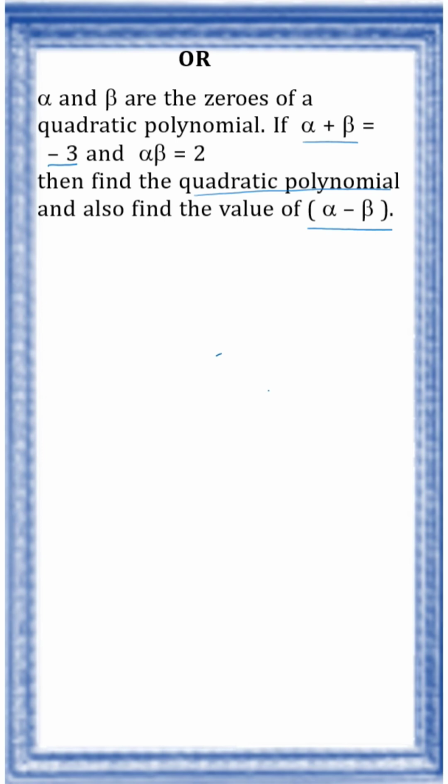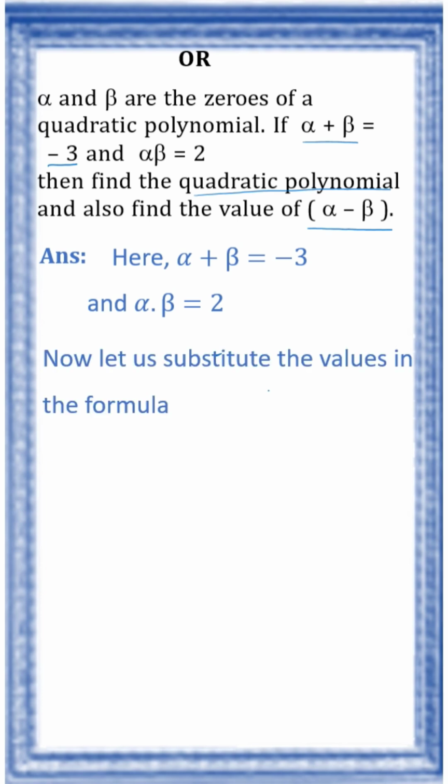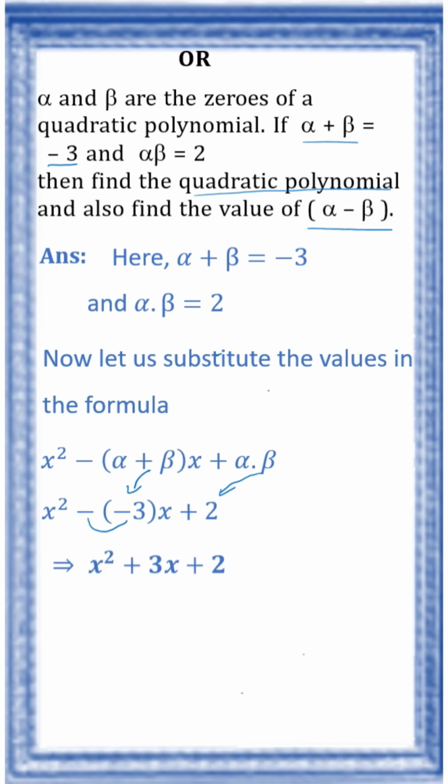Quadratic polynomial is of the form x square minus sum of the roots into x plus product of the roots. Here sum and product are given, so sum is negative 3, product is 2. Let us substitute the values in the formula. X square minus alpha plus beta into x plus alpha into beta. Alpha plus beta is negative 3, alpha into beta is 2. Here minus into minus, that is plus. So it implies that x square plus 3x plus 2 is the required polynomial.